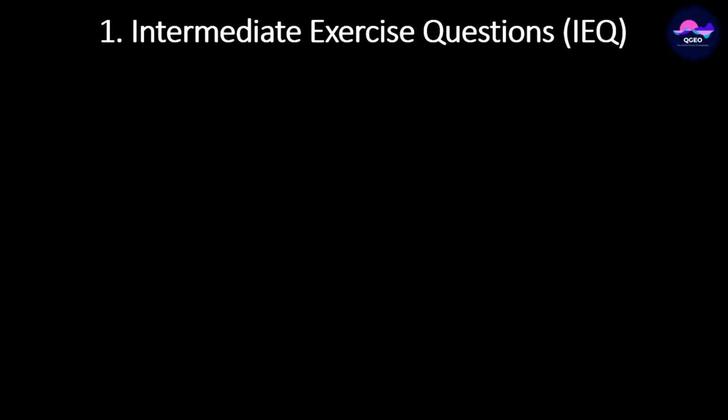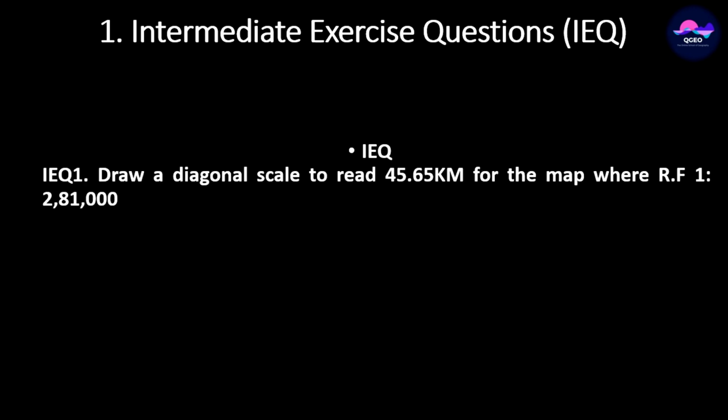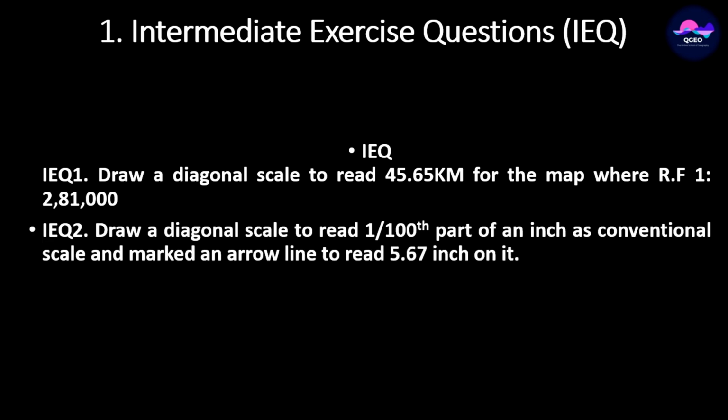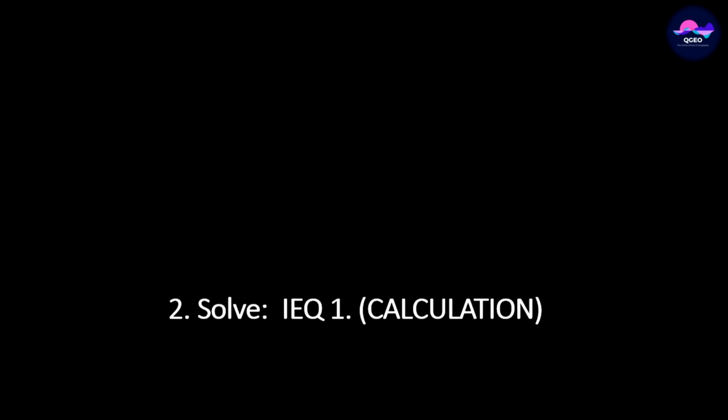Come to the intermediate exercise question. IEQ 1. Draw diagonal scale to read 45.65 kilometer for the map where RF is 1:281,000. And IEQ 2. Draw diagonal scale to read 1/100th part of an inch as conventional scale and mark an arrow line to read 5.67 inch on it.